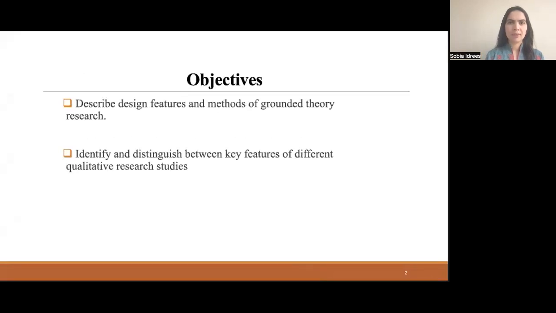So the objectives for the 9.4 module are to describe design features and methods of grounded theory research, and to identify and distinguish between key features of different qualitative research studies. You might have noticed the second objective is consistent throughout all the subsections of module 9. It is because in each subsection of module 9, we are discussing differences and details of a specific qualitative research design that is different from the previous one.